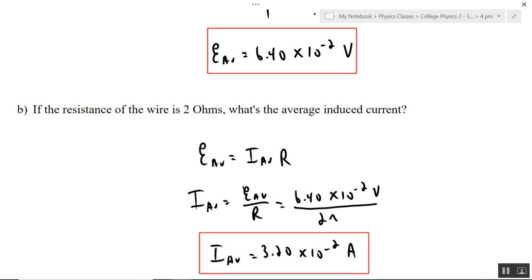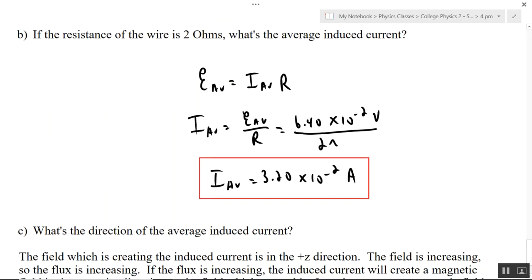Once again, if you want to find the current, you just divide that by the resistance of the coil. In this case, it was 2 ohms. So you divide that by 2, and that gives you the current. But once again, the current will either go clockwise or counterclockwise.